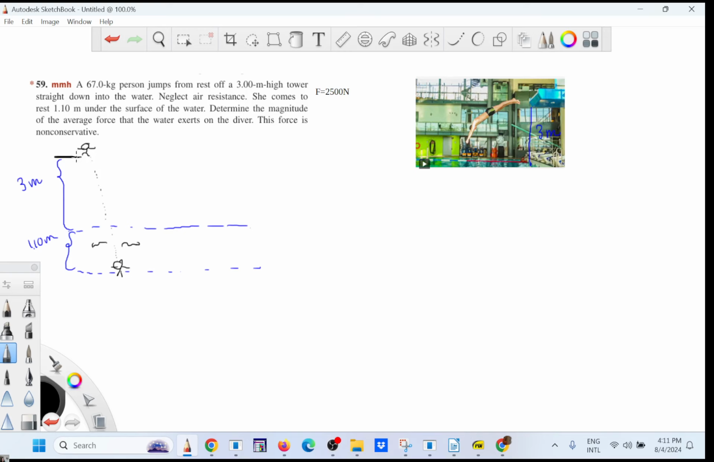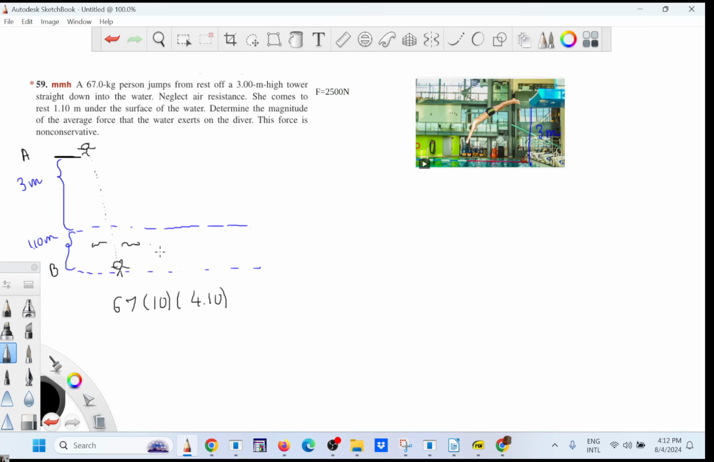So, the energy to begin with, we go from point A to point B. At point A, there is only potential energy. So that will be 67 times 10. And the height here will be the 3 plus the 1.10, so that will be 4.10. Okay, so that's the energy you begin with.